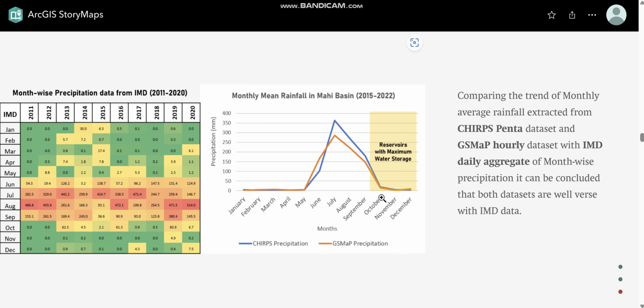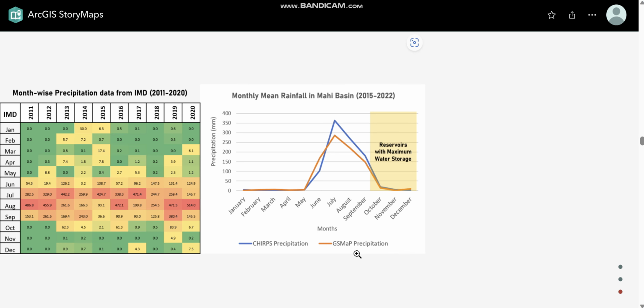Comparing the trend for both datasets, the CHIRPS Pentad dataset and the GSMaP RT dataset, it is well aligned with the IMD dataset. Therefore, this is a great backbone for the flood inundation mapping. We have the time series trend of the precipitation dataset also.